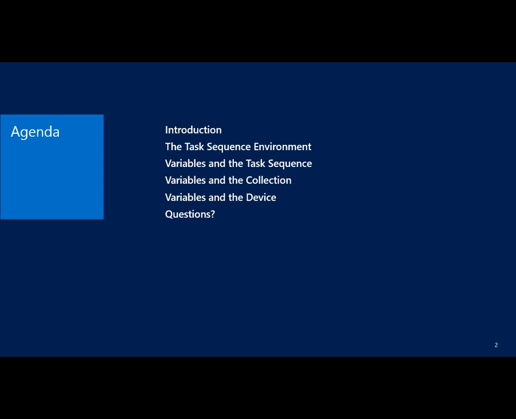So I want to talk, first of all, a little bit about the task sequencing environment, talk about the variables itself, how to define those, work with those inside the task sequence, gain insight into them. Then finally, how to work with variables in collections and on devices.